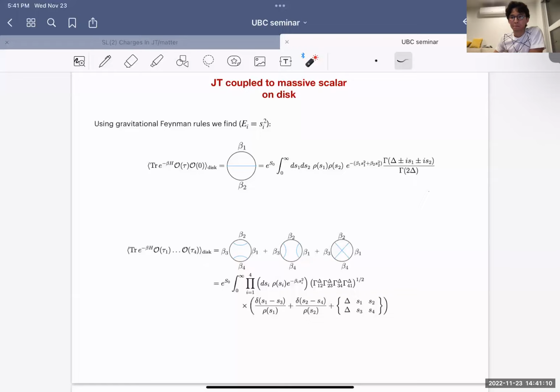Is the effect of higher genus contributions to this OTOC interesting, or do you expect them to be interesting in some sense or to dominate in some regime? Higher genus contributions. Well, not at scrambling time. I think at scrambling time, certainly, it's just suppressed.